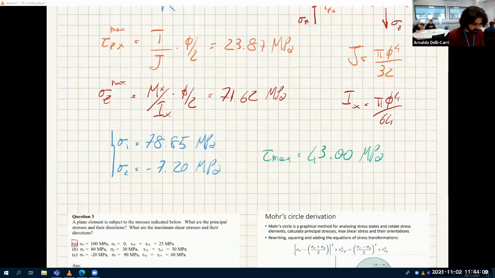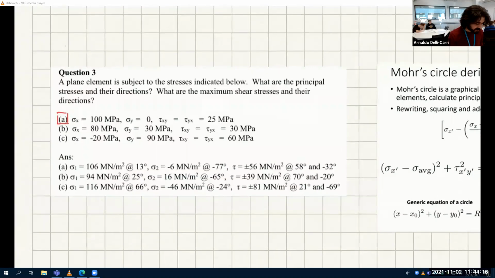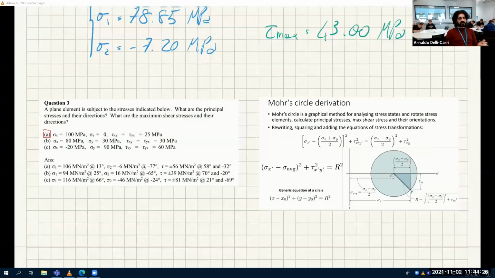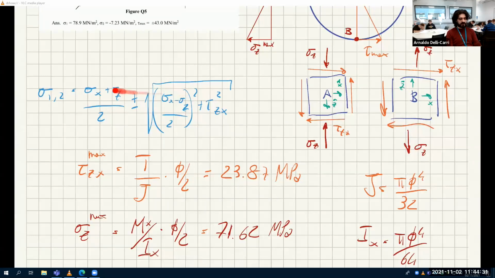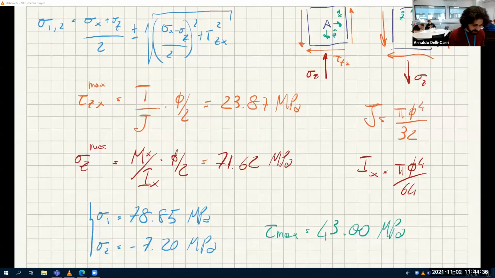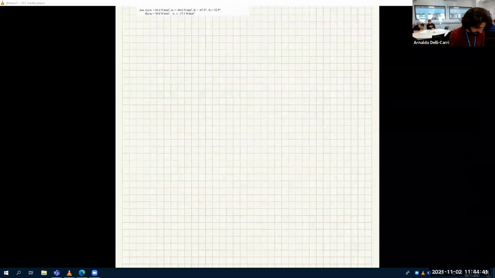All right, so let's do question 3. This is very easy. A plane element is subjected to the stress indicated below. What are the principal stresses and their directions, and what are the maximum shear stress and its directions? We are only doing part A. This one I will solve using Mohr's circle, because the calculations are very easy. You just use this equation again and these ones to find the directions, and that's it.